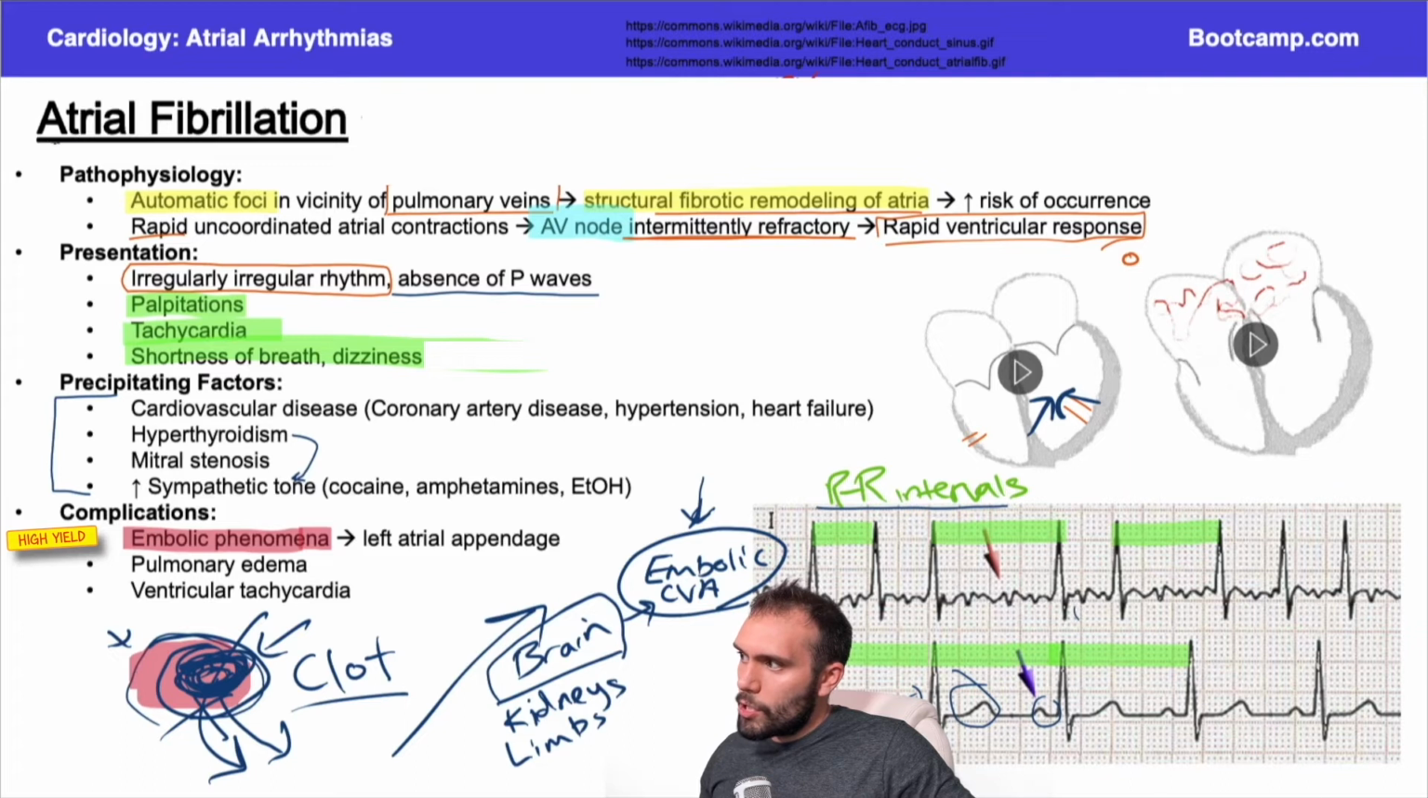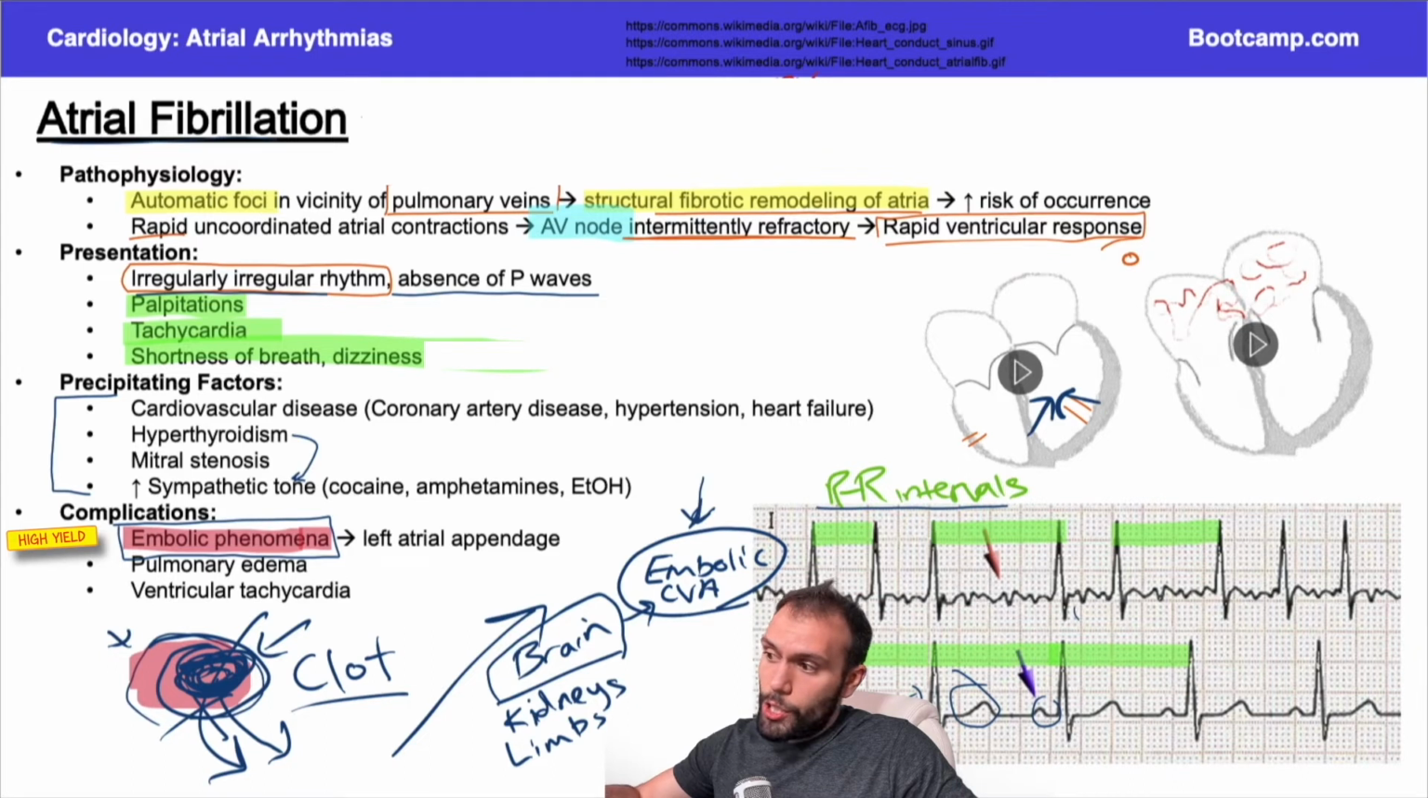When you have a question on AFib, you think about an irregular rhythm, look for the classic causes, and always remember those questions are almost always associated with embolic phenomena. An easy way they tee that up is they give you the EKG, and in some way they're testing you on an embolus at a certain location, whether it's the limbs, the kidneys, the spleen, the intestines, the brain. Those are all things to keep in mind.